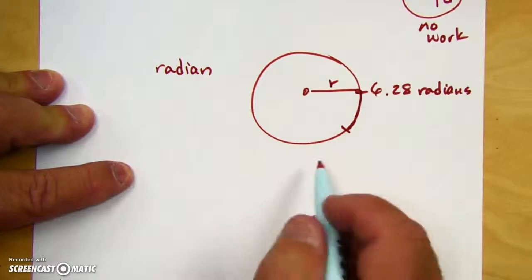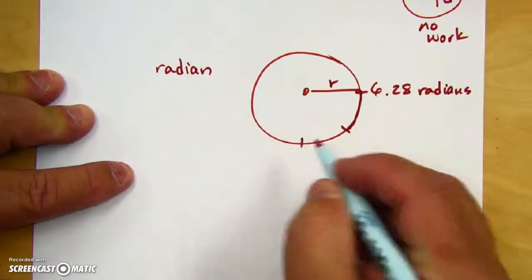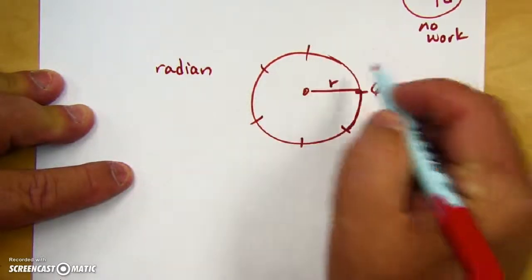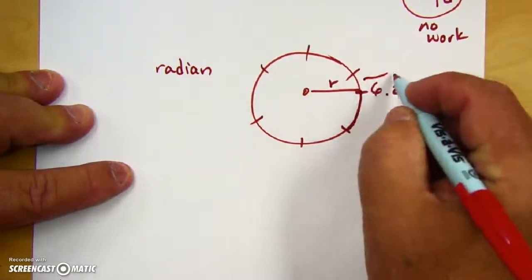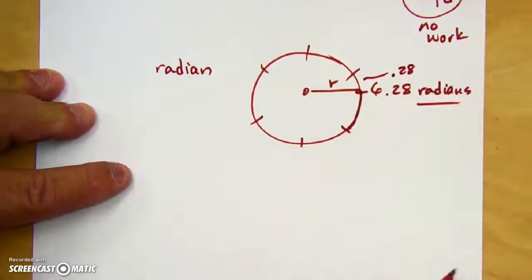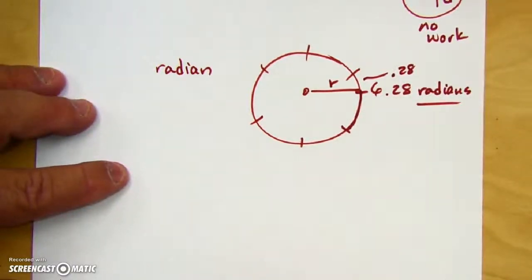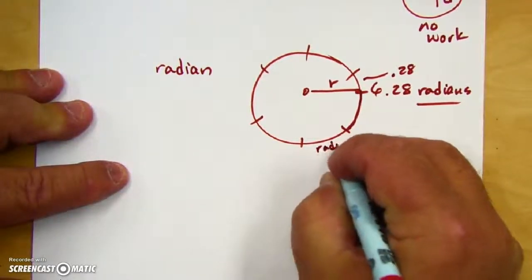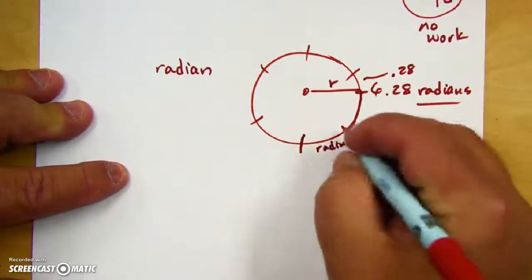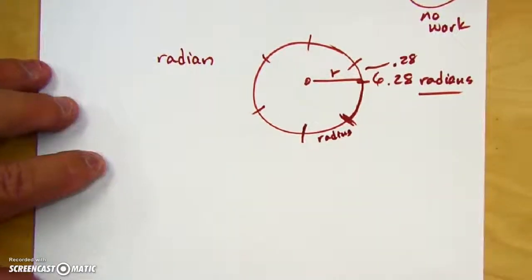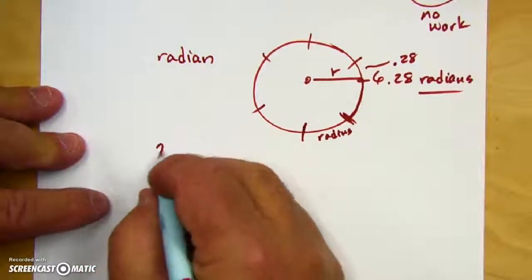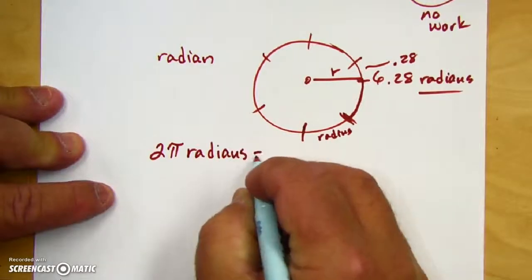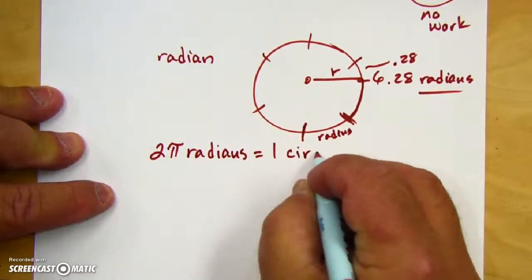Around the circle, you're going to have, well, 1, 3, 4, 5, 6, and a little piece. That little piece is the 0.28. There's 6.28 radiuses around any circle. Now, radian's the term we use, but this is really nothing more than a radius out along the surface of the circle. So it's important to understand that. The key thing to understand is 2 pi radians is equal to 1 circle.